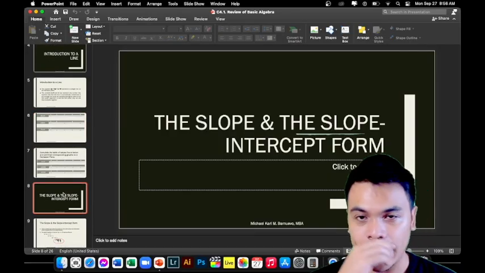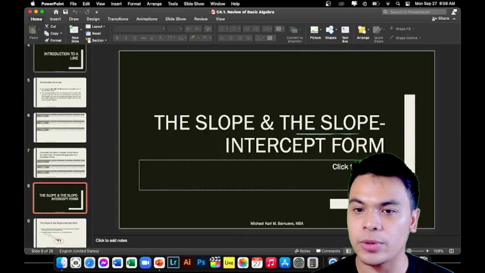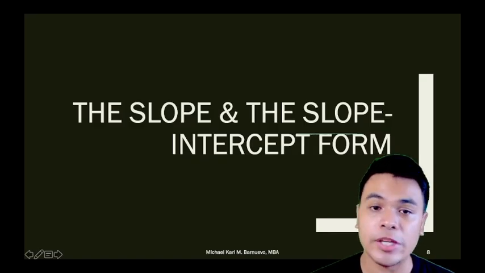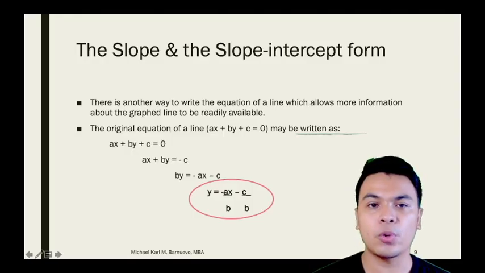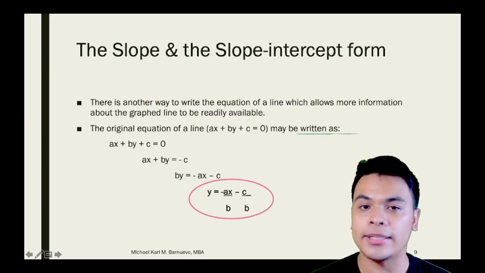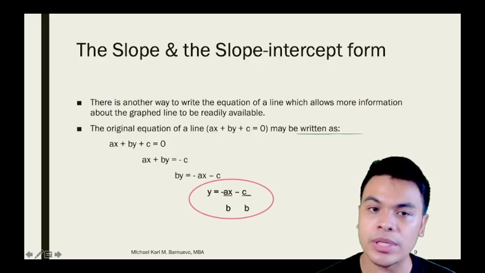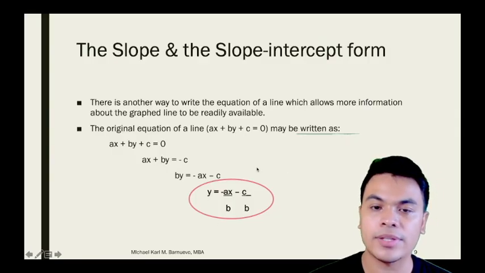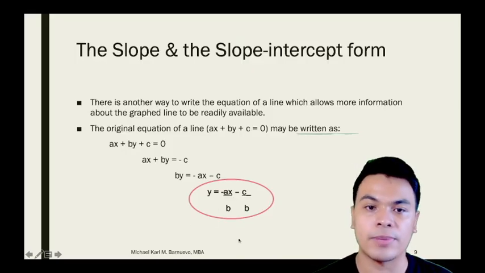For today, we will be discussing the slope and the slope-intercept form. I'm sure you still remember these concepts from your senior high. There is another way to write the equation of a line which allows more information about the graphed line to be readily available. The original equation is ax plus by plus c is equal to 0. Then we will restructure this equation so we can find the y equation. This y equation is now your slope-intercept form.